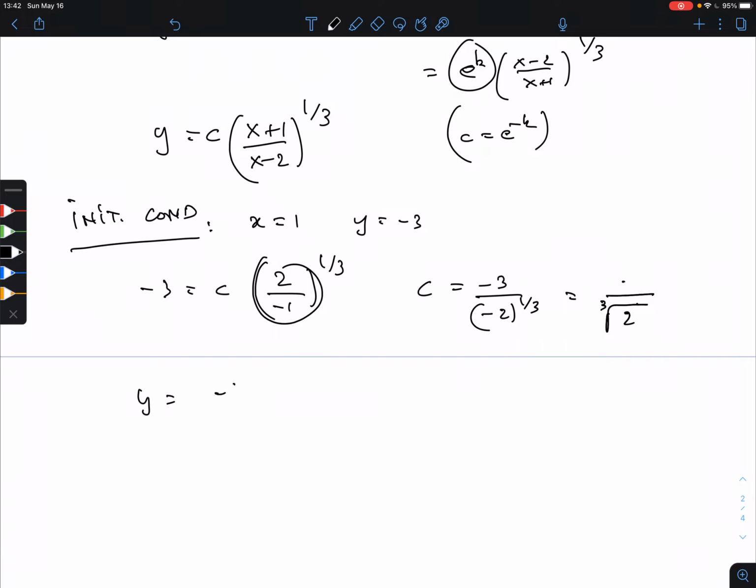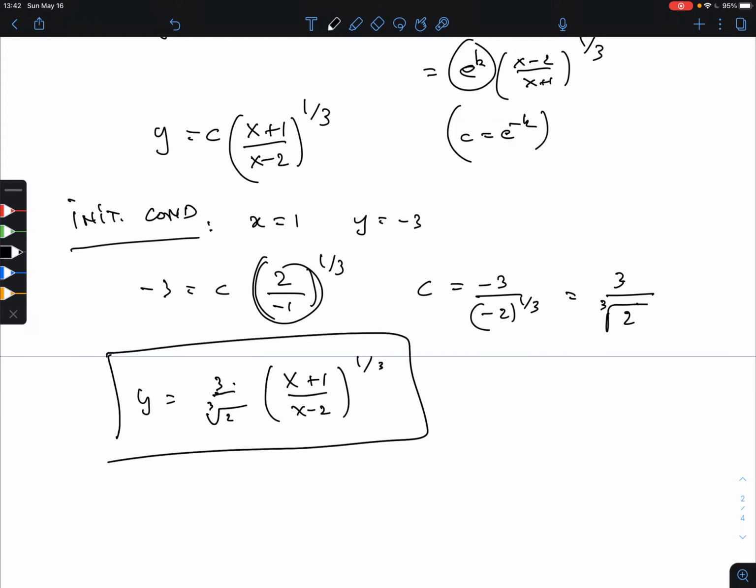And so this minus sign comes out and cancels with the minus sign on top. So this is what we have, the constant. So this constant is 3 over cube root of 2. We don't need to rationalize and all that. That's not necessary. x plus 1 over x minus 2, to the power 1/3. I told you I'm not so much interested in simplifications.